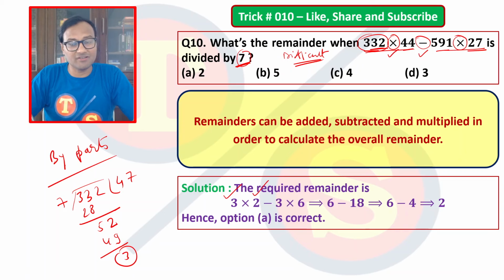44 divided by 7, remainder is 2. 599 will give us 3. 27 will give us 6. So now it becomes 3 into 2, that is 6. 3 into 6, that is 18.